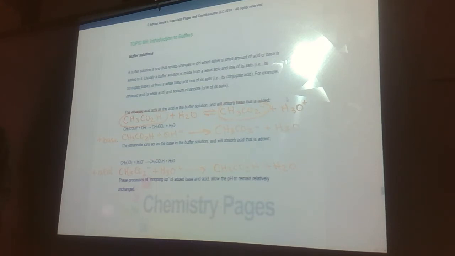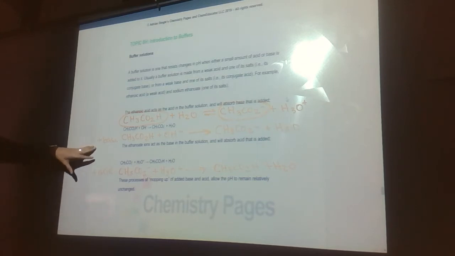Now, there's a limit. It's called buffering capacity. Your blood has a buffering capacity. You can only ingest so much before your blood changes pH and you die. But it does a really good job for a really long time. Does that make sense? Just a little bit?